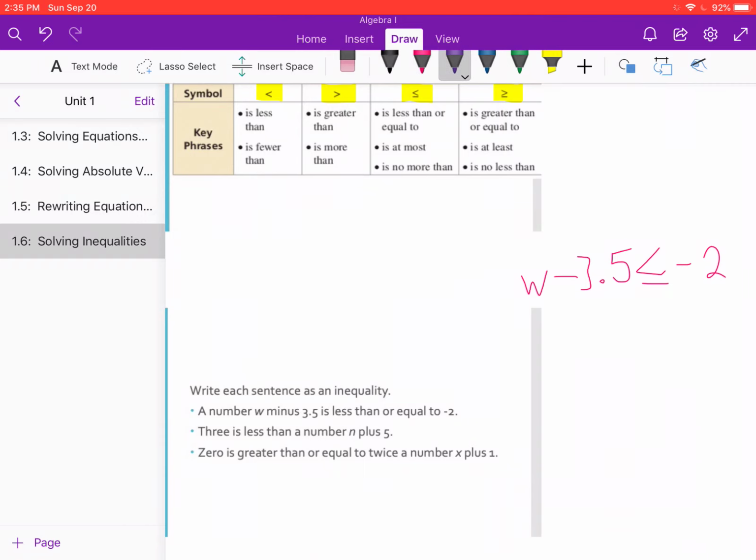Look at the next one. 3 is less than a number n plus 5. Another pretty straightforward one. And the third one: 0 is greater than or equal to twice the number x plus 1. So 0 is greater than or equal to twice a number x, so 2x plus 1.